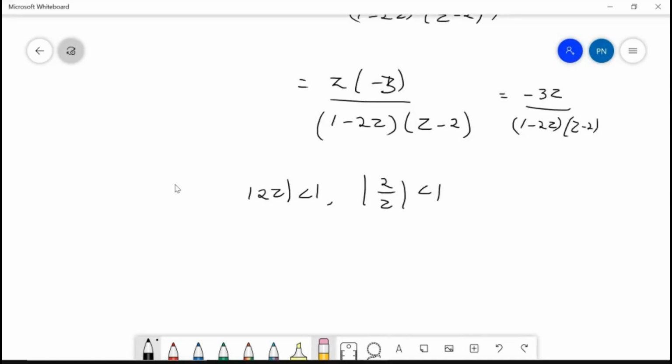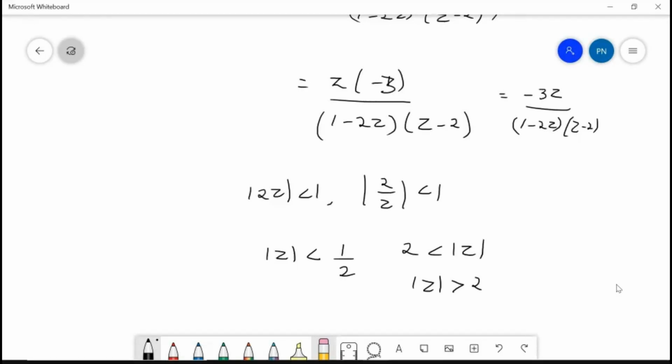Anybody, can you tell me the region of convergence? Mod 2z is less than 1, मतलब what will happen to mod z? Less than क्या आएगा? So what will happen to mod z less than? One by 2. Mod z is less than 1/2. And from here, we know that 2 is less than mod z or mod z is greater than 2. Then, so what will be the inequality?